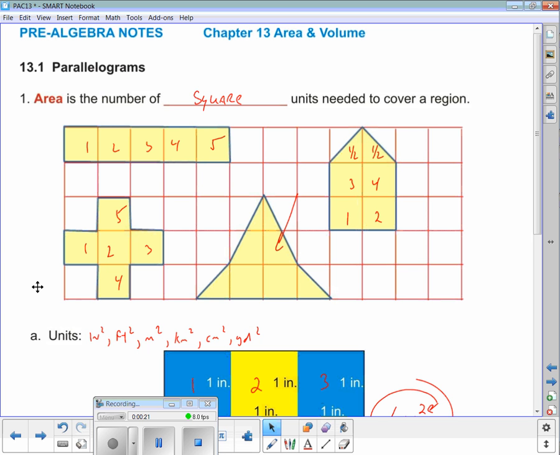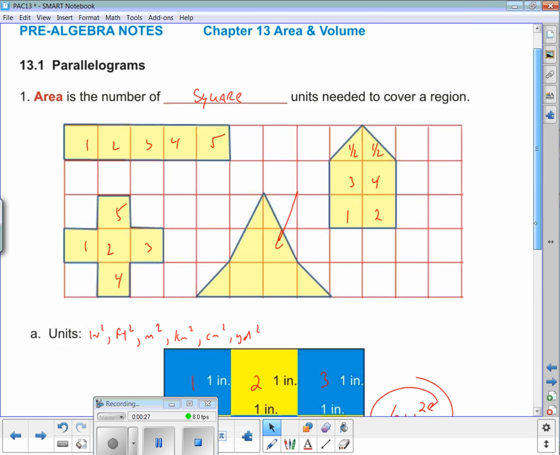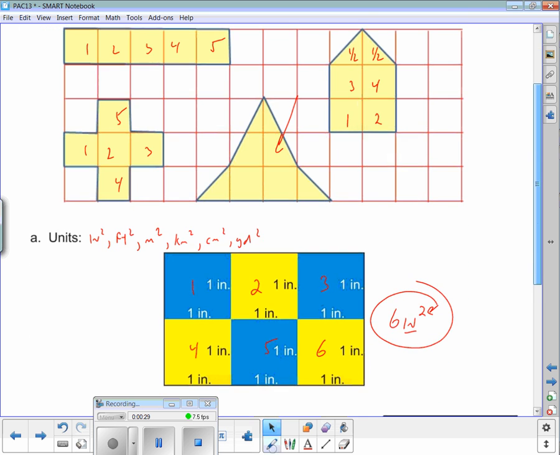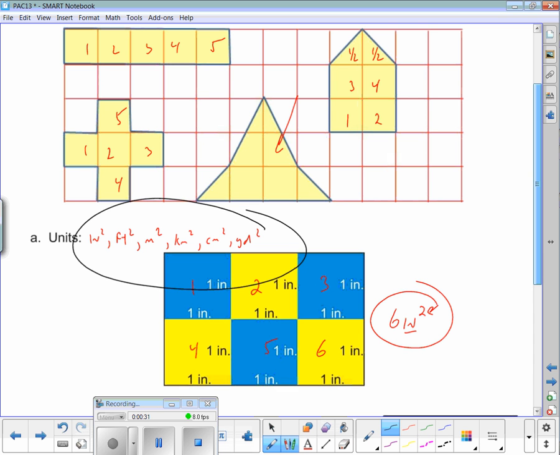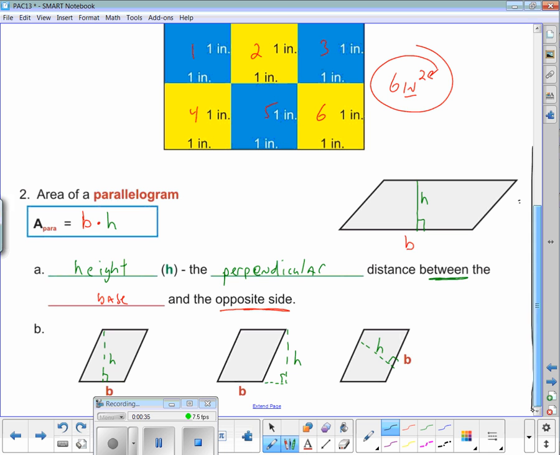What is area? Number of square units to cover a shape completely. And as we said, whenever you're writing area, you should write it in square units, right? Always in square units. We start off with a parallelogram. Remember, the key is using the correct side for the base and the correct side for the height. And the height is always the perpendicular distance between those two bases.